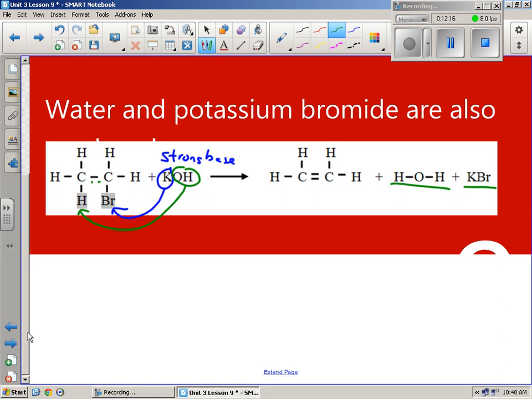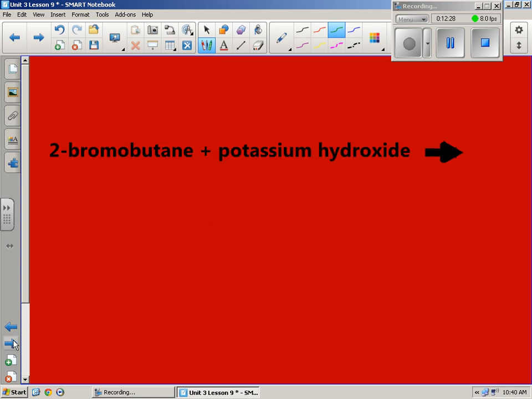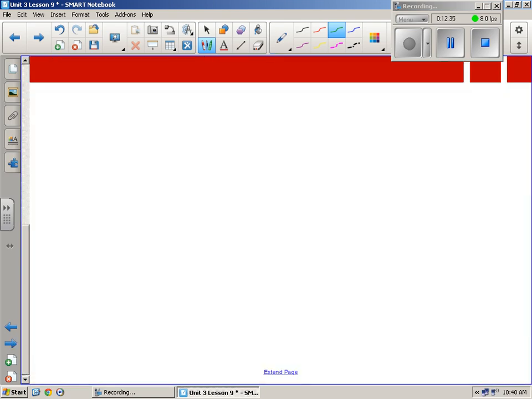So, let's take a look at a few examples here. Isomers obviously can be produced by elimination reactions. We've already talked about that. If the double bond can form at alternate locations. So, 2-bromobutane and potassium hydroxide. 2-bromobutane. Okay, butane, 2-bromo. And potassium hydroxide. Okay.